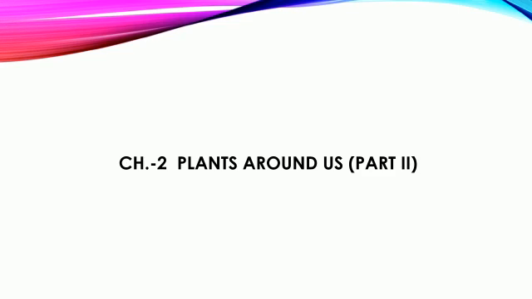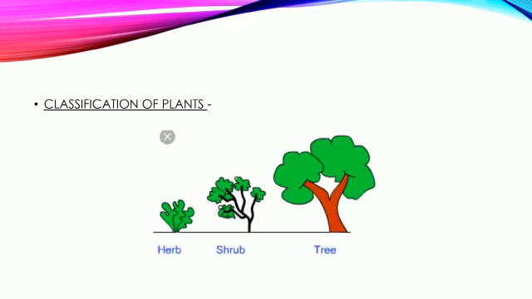In our last class, we had started the chapter Plants Around Us, in which we had discussed that there are different types of plants, like the very big plants, they are called the trees. Then medium-sized plants, they are called the shrubs, and the small plants are called the herbs. And we had discussed a lot about these three types of plants in our last class. Other than these three types of plants, there are two more types of plants.